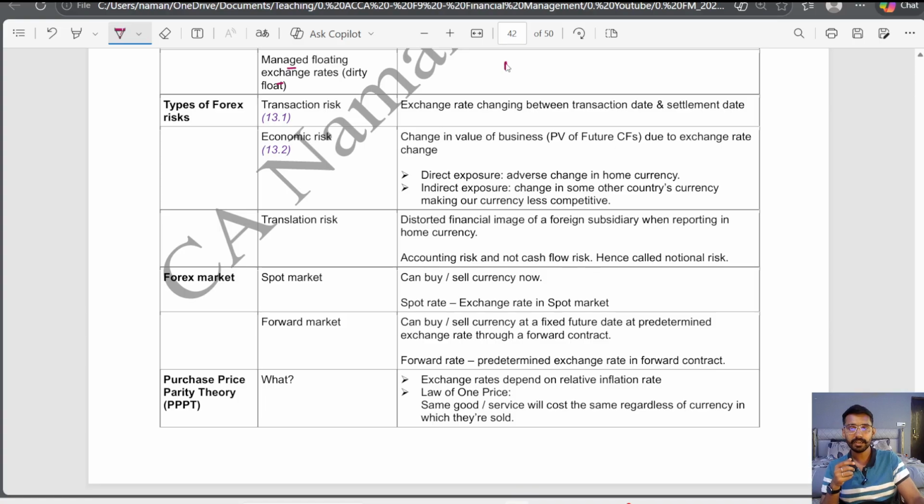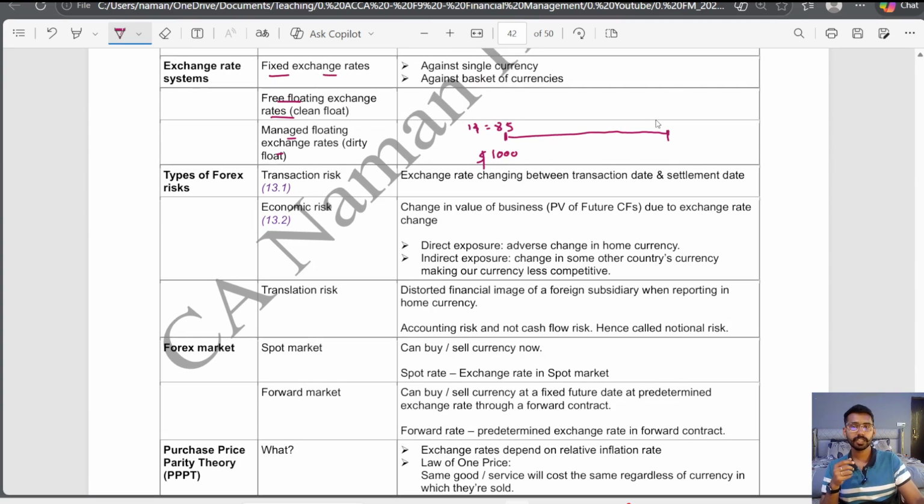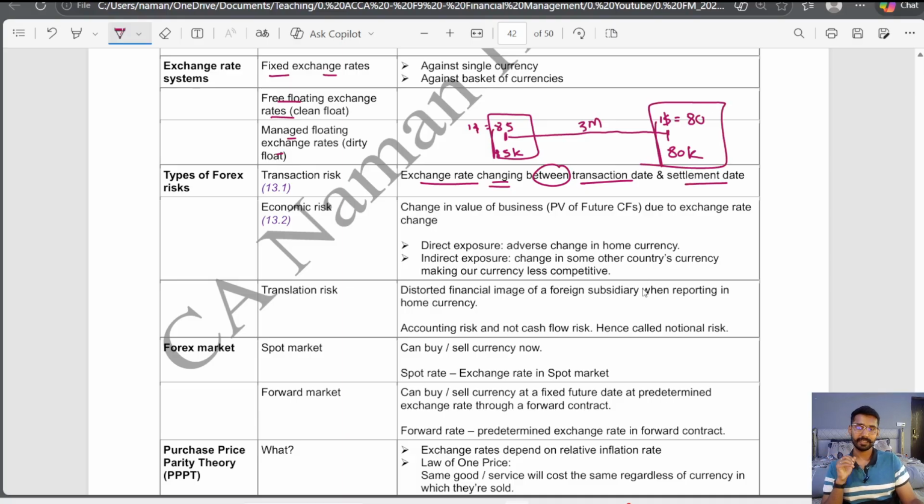I sell a good here for $1,000. Right now $1 is equal to 85. In future, 3 months later, when the receivable is going to come to me, $1 gets equal to 80. Now the dollar amount is the same, but here I would have received 85,000. Here I'll only receive 80,000. This is transaction risk. Transaction risk is that the exchange rate will change between the transaction date and the settlement date, when cash actually comes in.